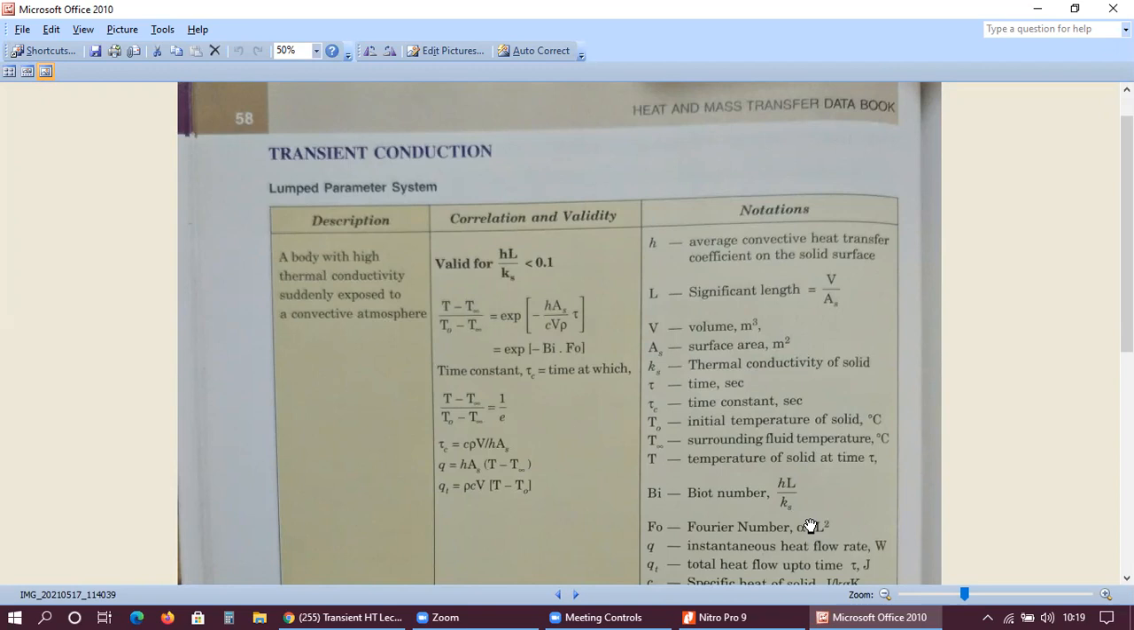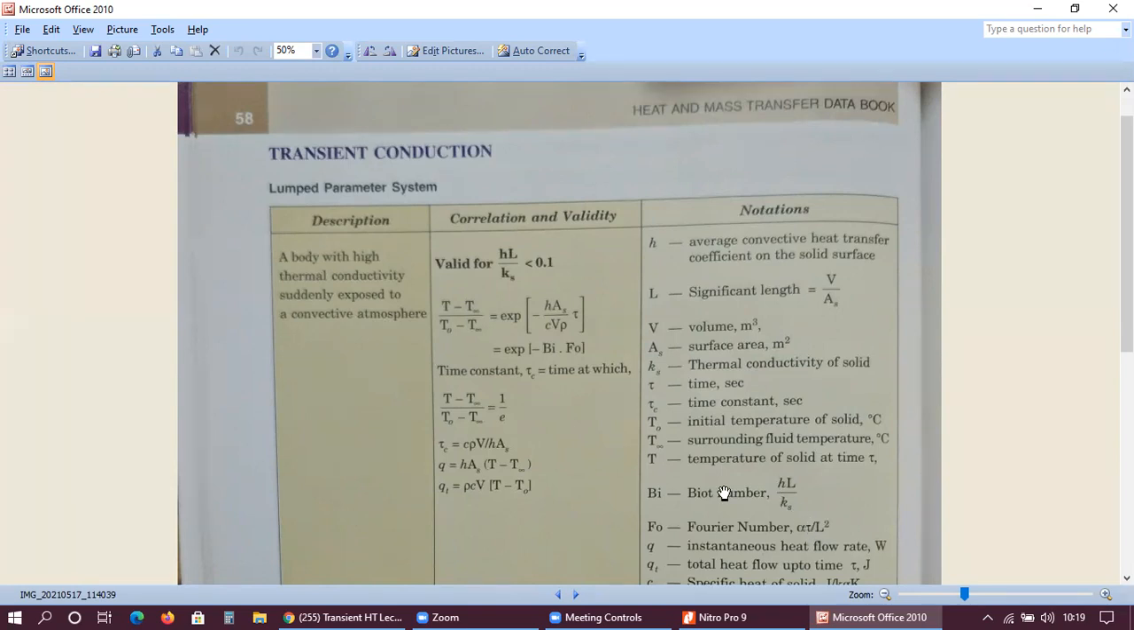Without the data handbook we can't proceed, because all the expressions, all the values, and all the graphs, some of the parameters are such that you have to extract those values from the graphs which are there in your data handbook. So please, all of you be ready with this data handbook, so that it will be easy for you to understand.